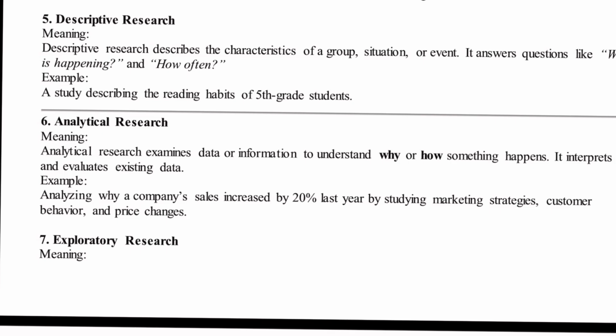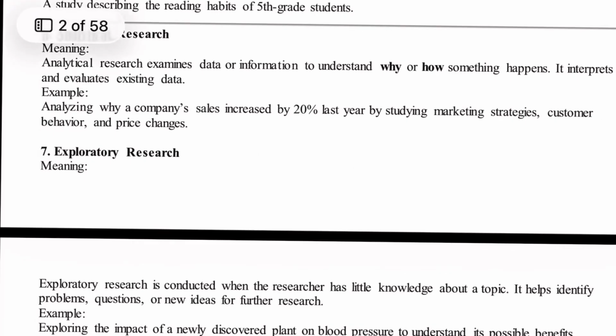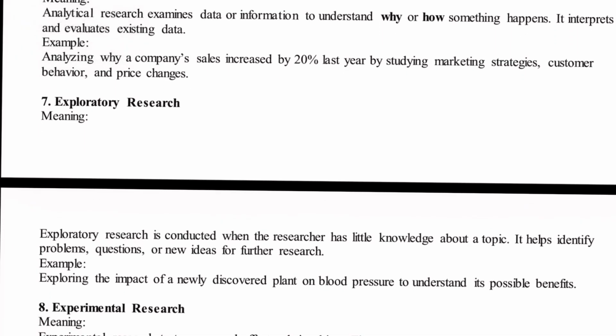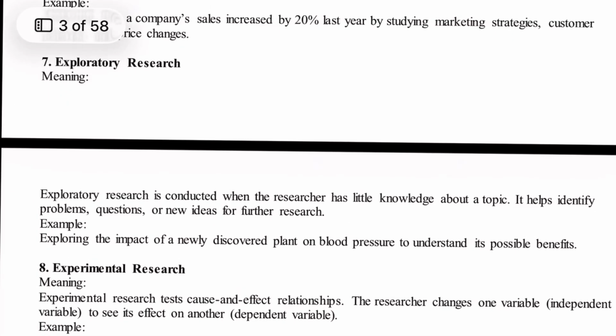And sixth type is analytical research. Analytical research examines data or information to understand why or how something happens. It interprets and evaluates existing data. Example, analyzing why a company's sales increased by 20% last year by studying marketing strategies, customer behavior, and price changes. This is an example of analytical research.